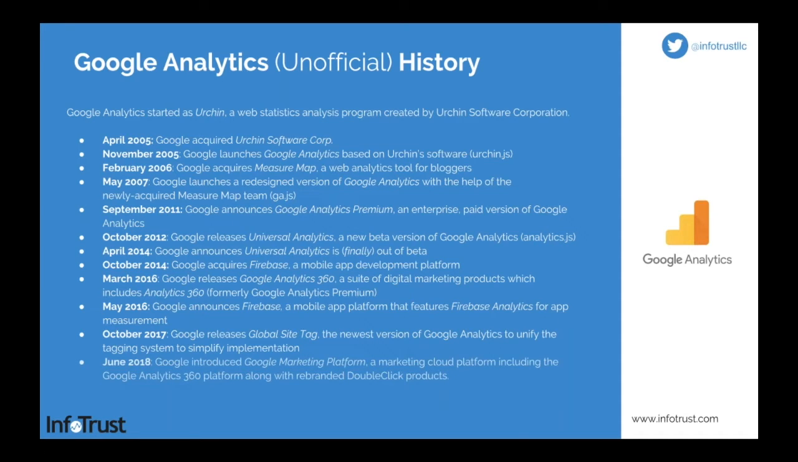In June 2018, Google introduced the Google Marketing Platform, which was basically the rebranded effort of Google Analytics 360, but it also included a couple of the rebranded DoubleClick products. So we'll introduce those here in a minute too.